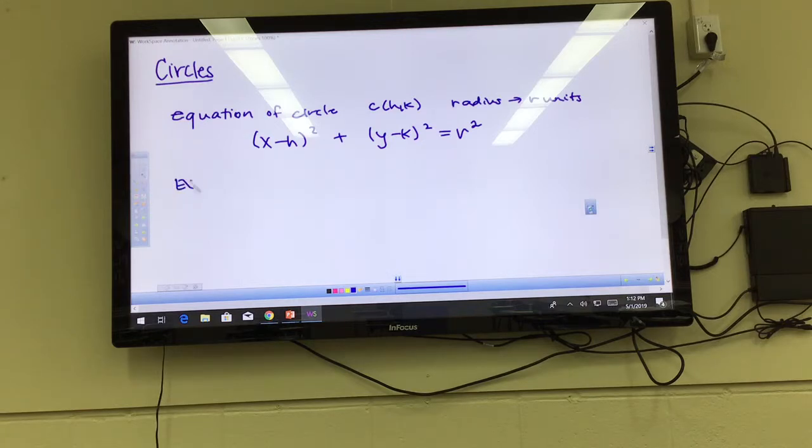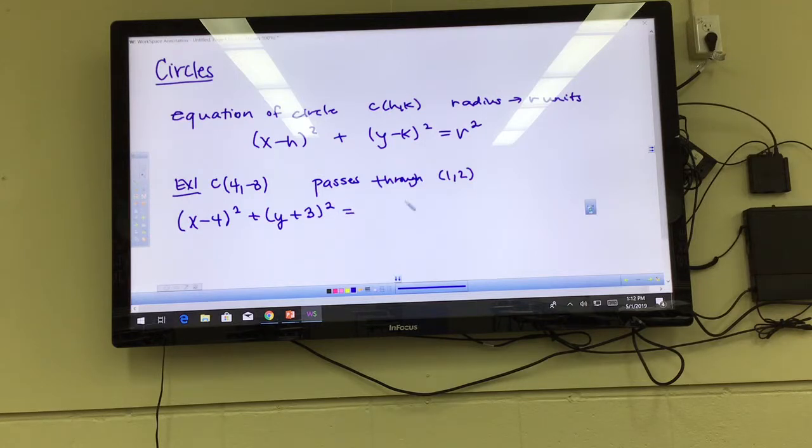So an example of what we're going to work: write the equation of a circle whose center is at (4, -3). So that's my center. And the circle passes through the point (1, 2). Okay, so first off, I know this part. I know the (x minus 4) squared plus (y plus 3) squared. That's easy because I was given the center. So (x minus 4) squared plus (y minus -3), which is y plus 3, squared is equal to, I don't have the radius.